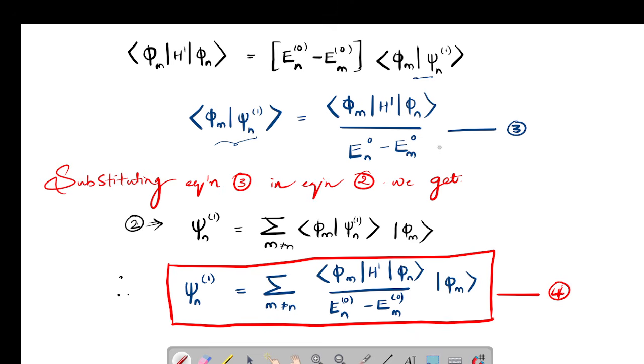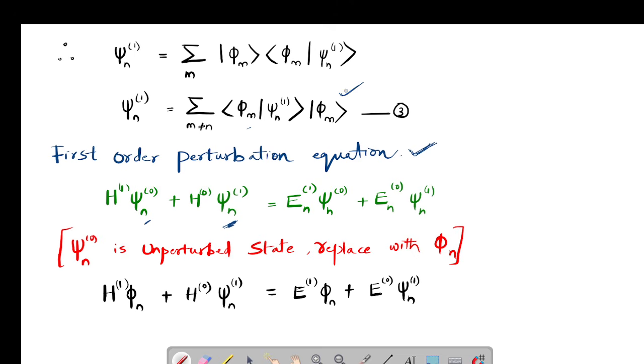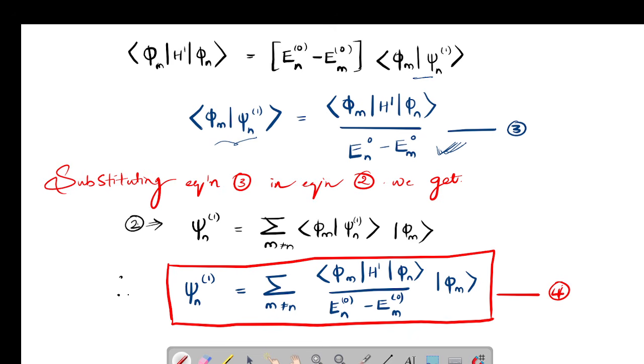So this equation is substituted in the equation which we have taken, that is equation number 2, psi n power 1 equals the summation of the inner product of phi m and psi n power 1 times phi m. That is, after substitution we got this equation. The inner product of phi m and psi n power 1 has some value from the equation which we have found, so we substitute it in this equation.